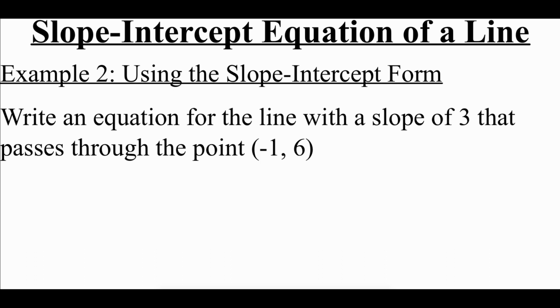In this example, we're going to look at writing out an equation for a line that has a slope of 3. Now this time we're not told explicitly what our y-intercept is, but we are told that our line passes through the point (-1, 6). So if we look at slope-intercept form, remember that's y = mx + b. We know what our slope is, that's 3. So we can fill that in, y = 3x + b. We don't know what our b value is, so I'm just going to leave it as b right now. But here's what we're going to do.